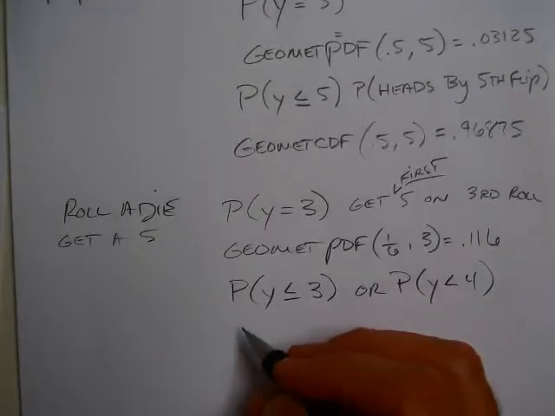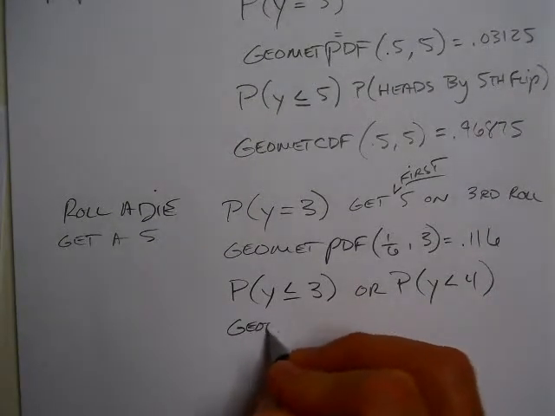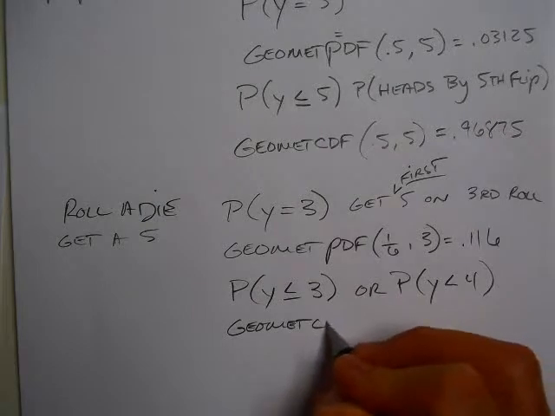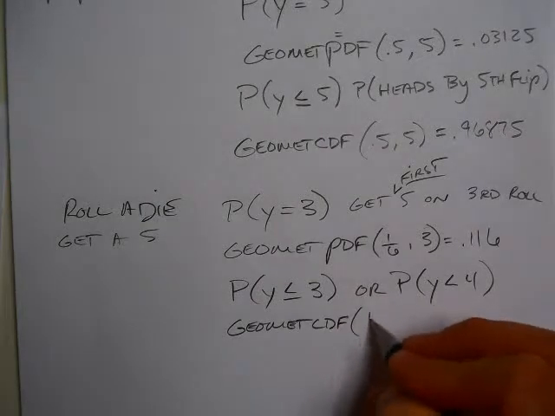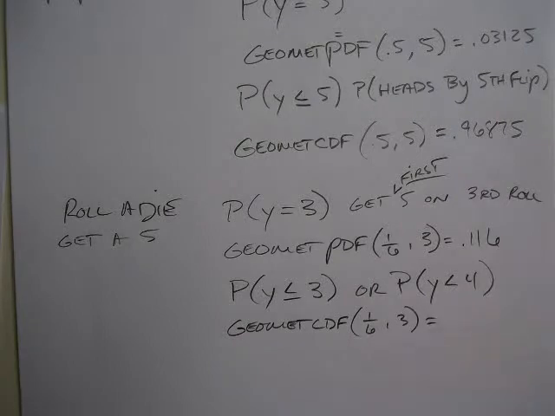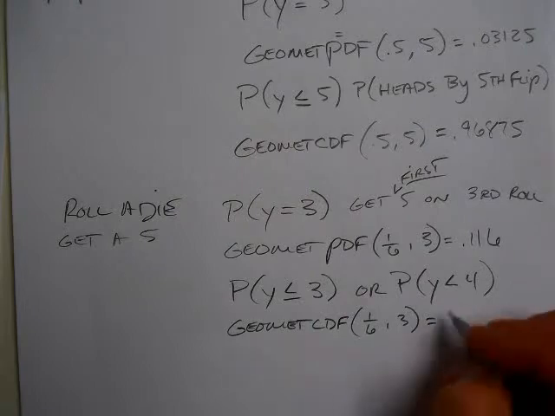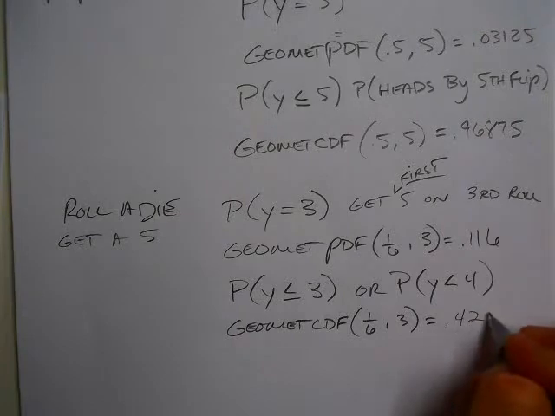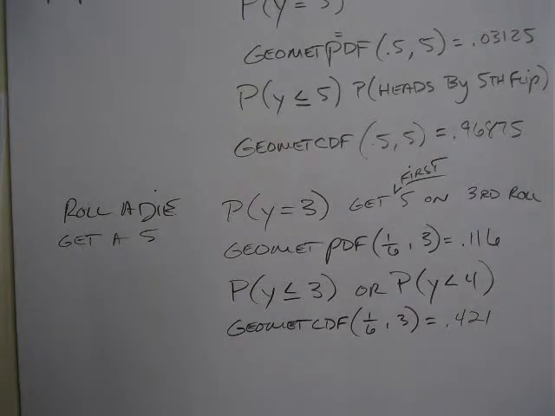It's going to be the Geomet CDF 1/6 and then 3. And about 0.421. About 42% of the time we can expect the 5 to turn up within the first three rolls.